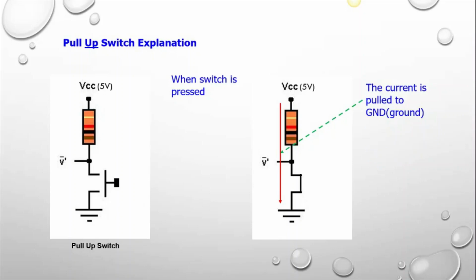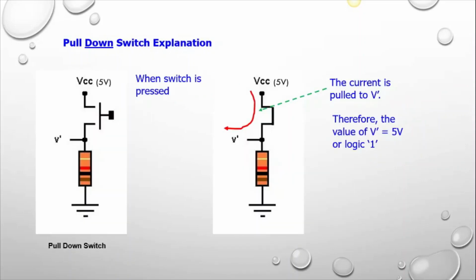If we look into the pull down switch, when you press the button or the switch, the current will flow from VCC to V node, because here the resistance is higher, and therefore the current will flow to any output or any exit that has less resistance value. That's why you get V node here equivalent to 5 volt, or when you use this type of switch, you are going to have a logic 1 when the button is pressed.